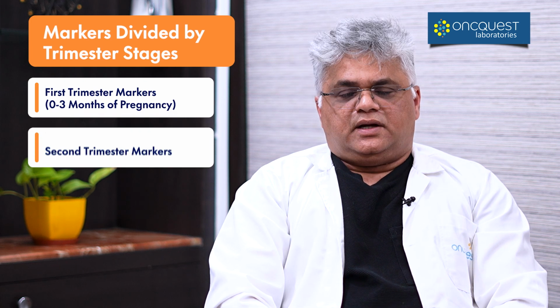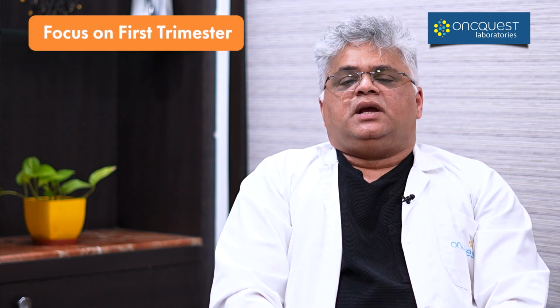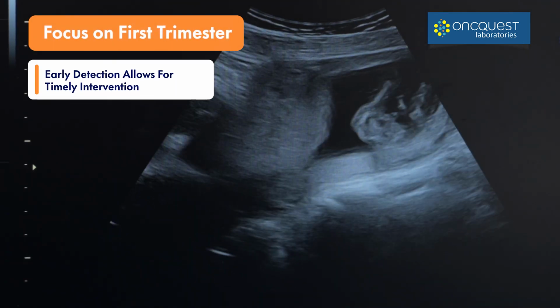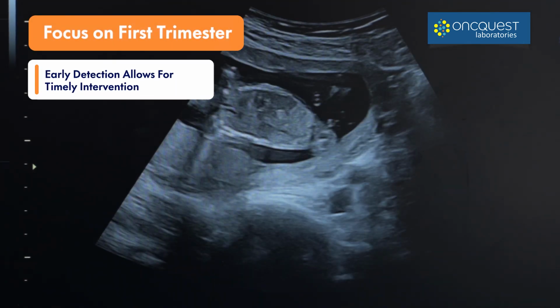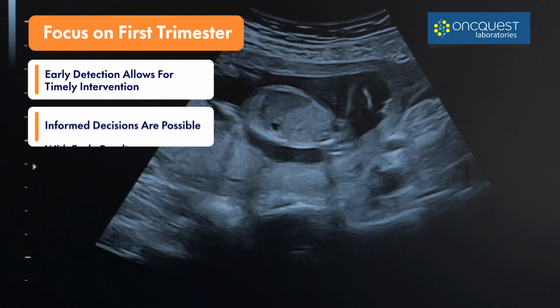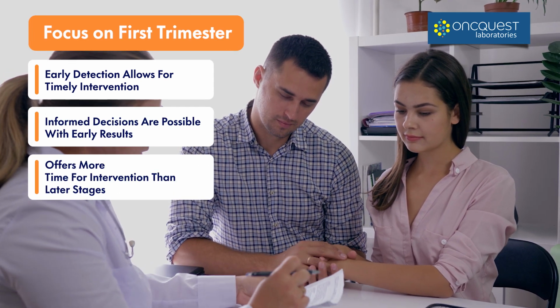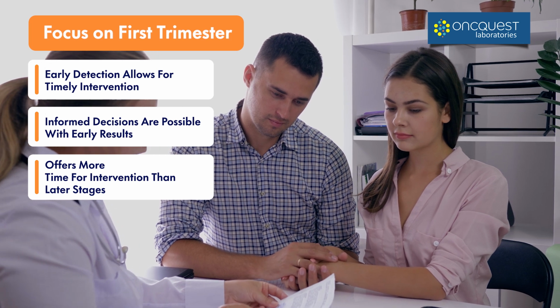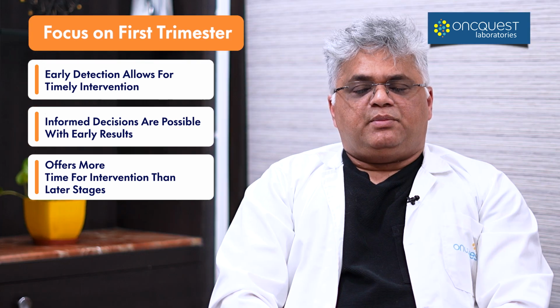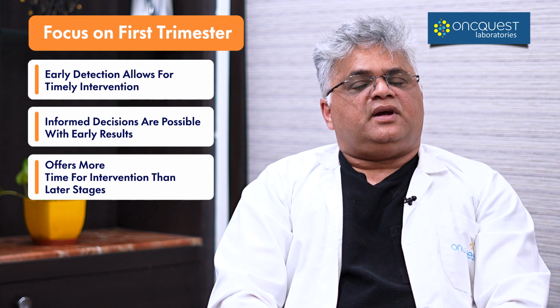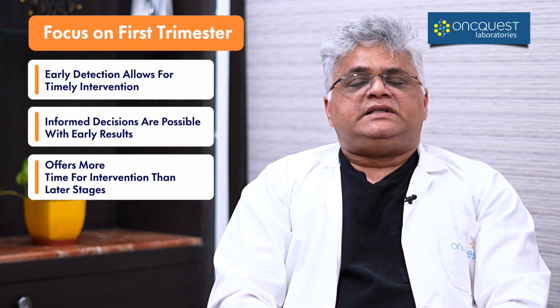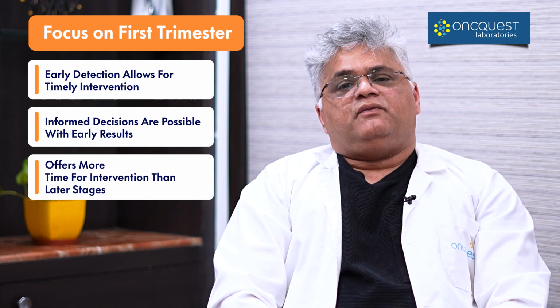These profiles are divided into the trimesters, first trimester markers and second trimester markers. We advocate more the first trimester for early detection. If you are able to detect the congenital anomaly early on in the pregnancy, we can take more affirmative action as opposed to doing it in the second trimester or later in the pregnancy, where it gets difficult to take some action.